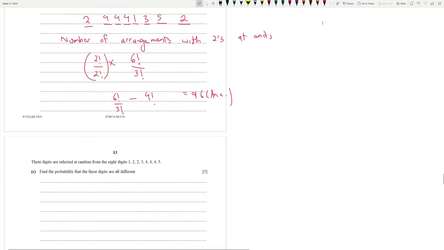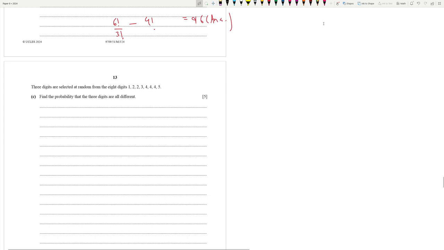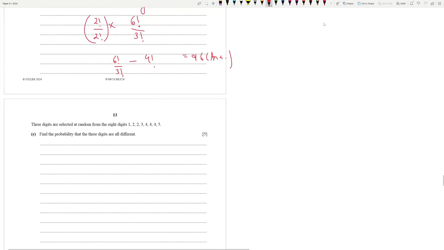Okay. Next. 3 digits are selected at random from the 8 digits. Find the probability that the 3 digits are all different. Okay. Let's do this. There are multiple methods to do this actually. There are some complicated methods and there are some easy methods. Let's start with the easy one. Because only the 2's and 4's are repeats, and 1 3 5, they are just, you know, unique. So I'm gonna make one for 2's, one for 4's, and one for 1 3 5 because they're unique.